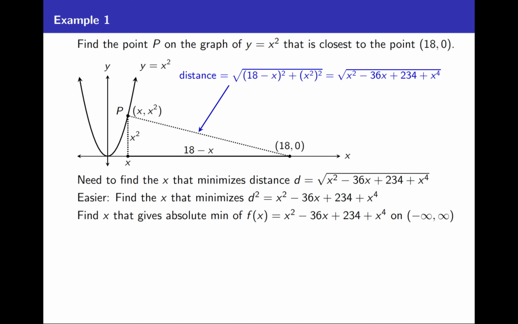So now that we've analyzed this problem, everything from here on out should be pretty mechanical. We just want to find the absolute minimum of this function on this infinite interval. And we know we have to find the derivative of f to do that. We want to take its derivative, set the derivative equal to 0, and look for critical points. So start by taking f prime of x. It's 2x minus 36 plus 4x cubed. And we're going to set that equal to 0 so we can find the critical points.